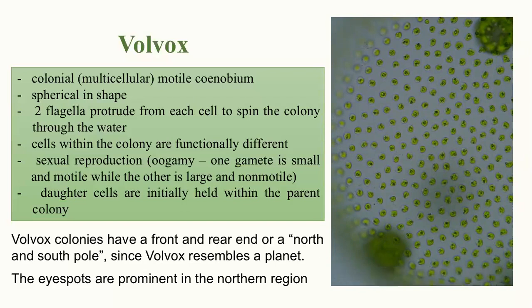And then this whole synobium is like a hollow ball-like structure with all the cells being arranged towards the periphery. And the center part is hollow. And whenever there is a daughter colony that is being formed, it is seen within this hollow space of the mother colony. The colonies have a front and a rear end. That means it can be seen as two poles, like the north pole and the south pole of the earth. And the northern region has got more eye spots, and hence it is very active.